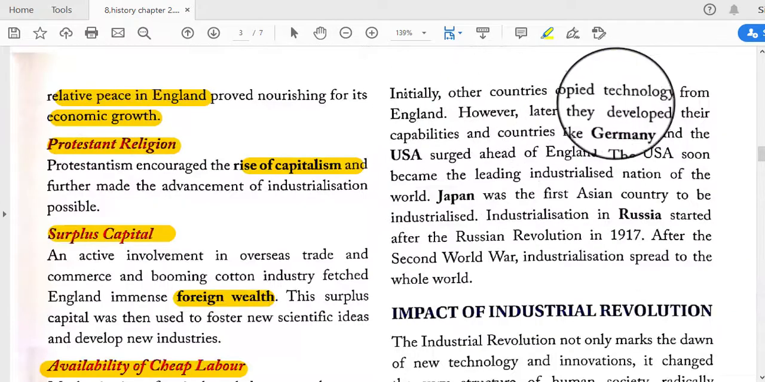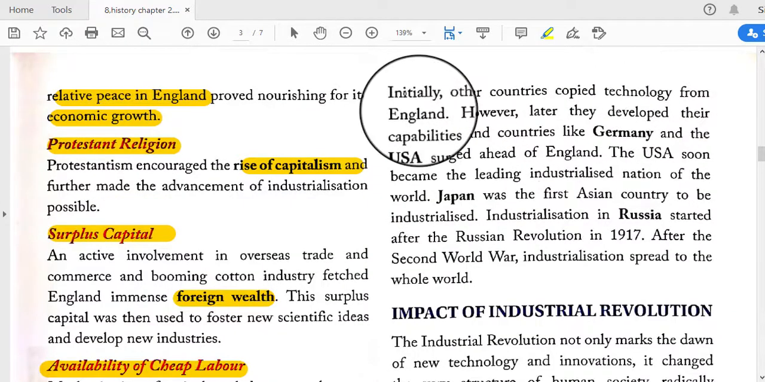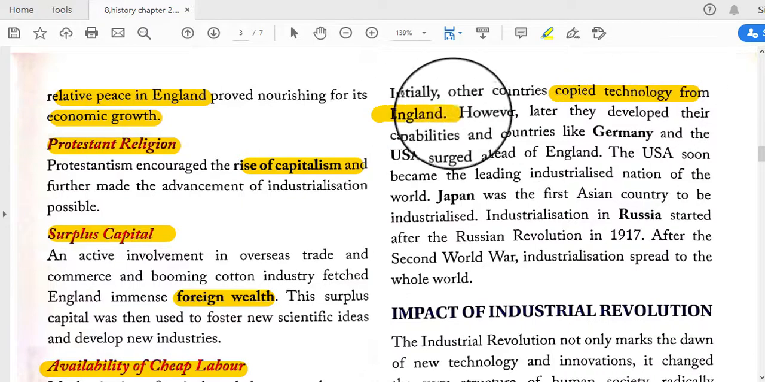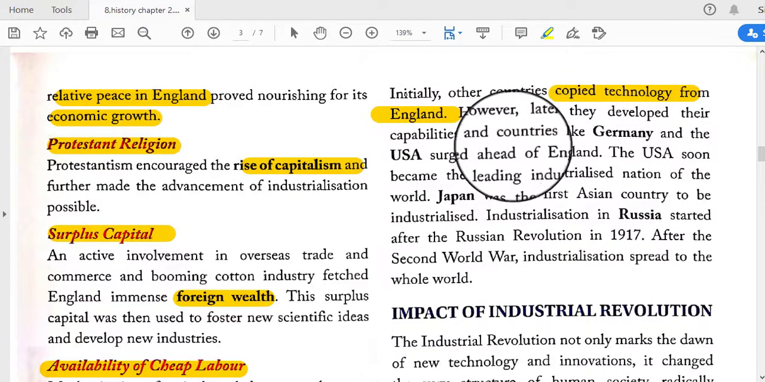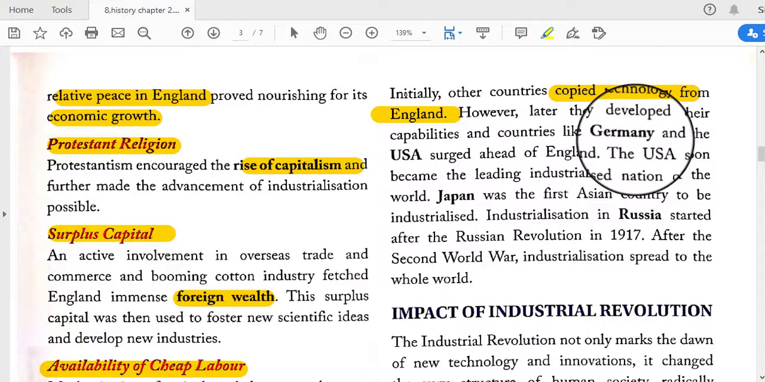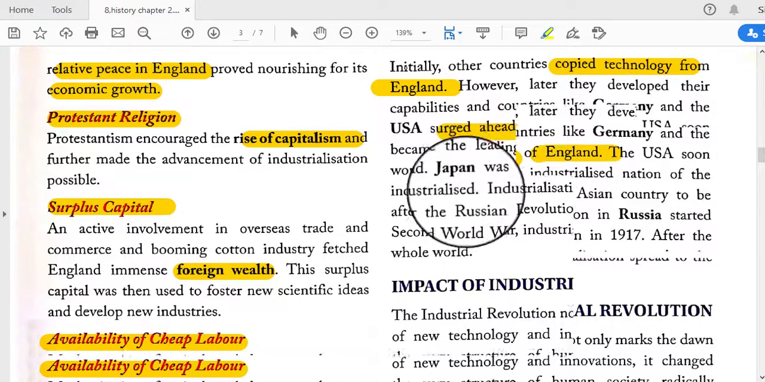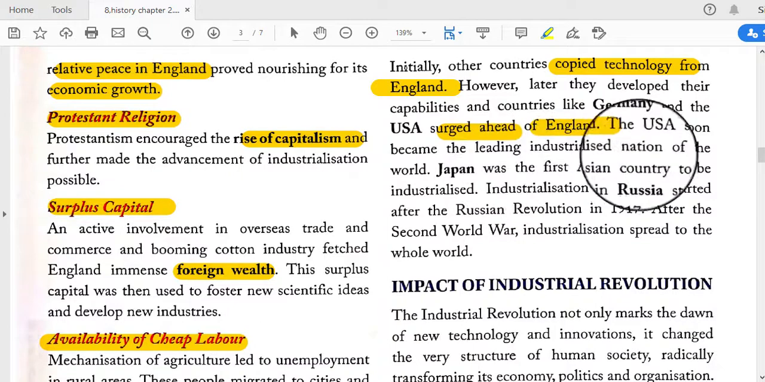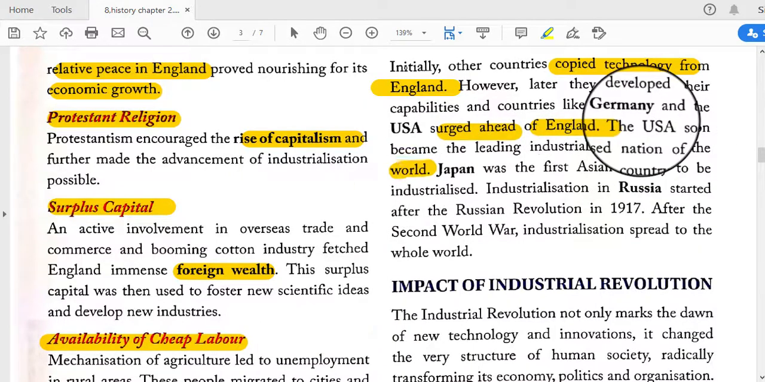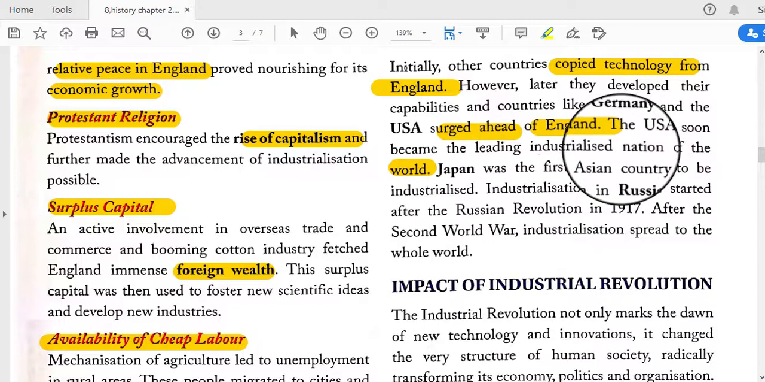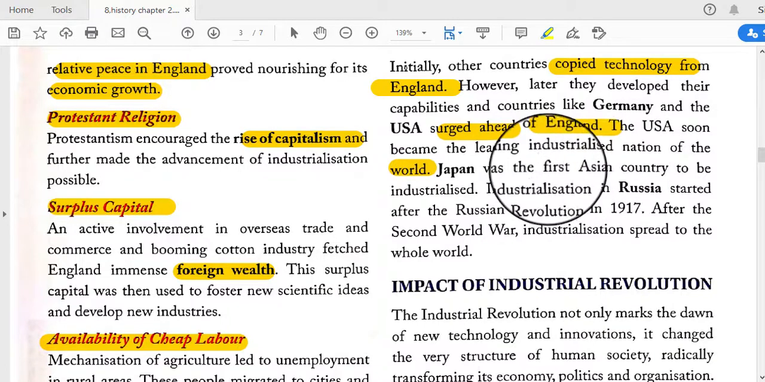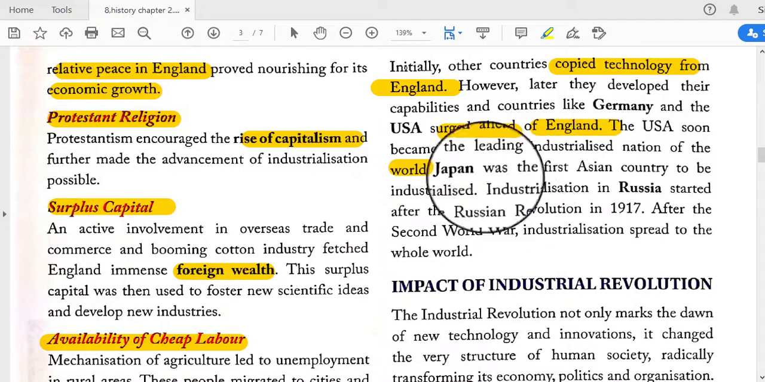Initially, other countries copied technology from England. However, later they developed their own capabilities, and countries like Germany and the USA surged ahead of England. The USA soon became the leading industrialized nation of the world. After some time, the USA was able to hold all the technology, and it led the industrialized nations of the world.